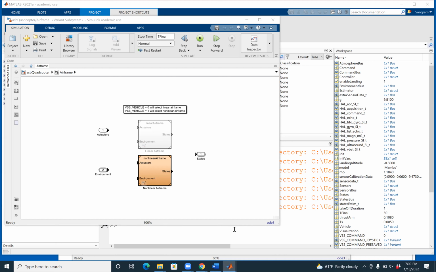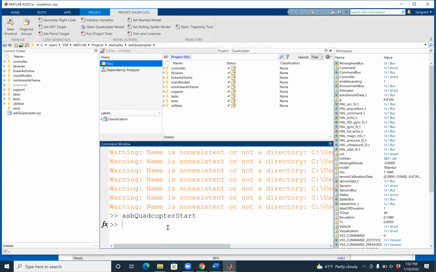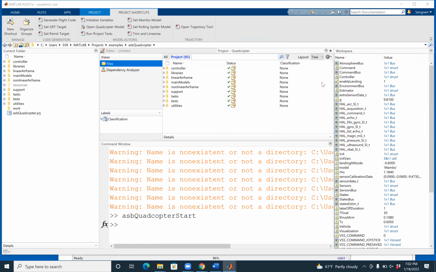Where do we look for ASB quadcopter start? You don't look, you just type it in the command window. And if you have the appropriate toolboxes installed, it should open. If your toolboxes are not installed, then the toolboxes that you need for this system are basically the Vision toolbox, Parrot Simulink toolbox, and then the Simulink 3D visualizer toolbox. So just start running, and then you'll see.